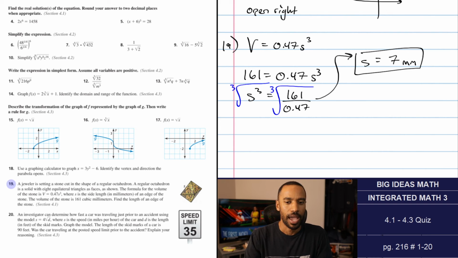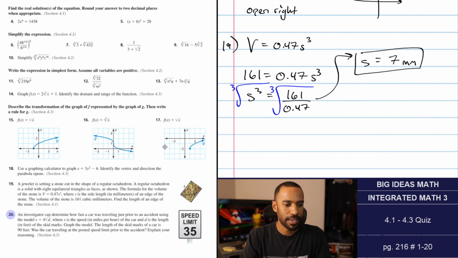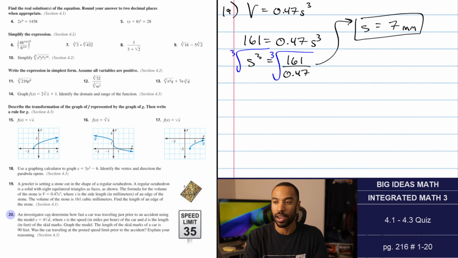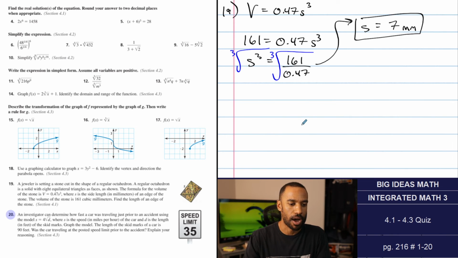We'll leave it. And the last question is number 20. Pretty good time overall. An investigator can determine how fast a car is traveling just prior to an accident using the model S equals 4 times the square root of D.